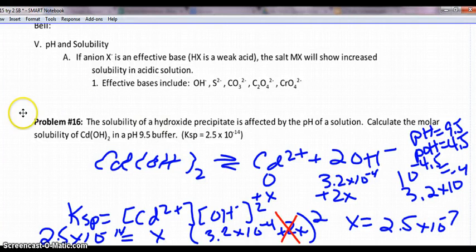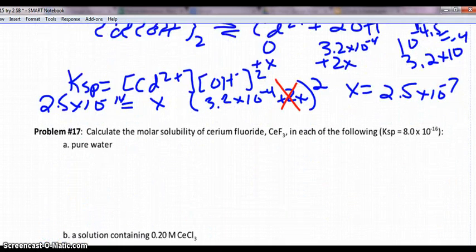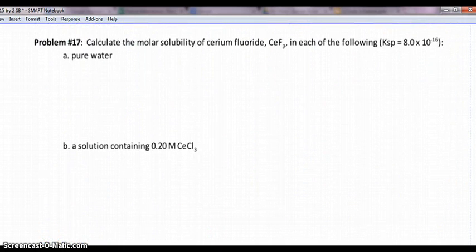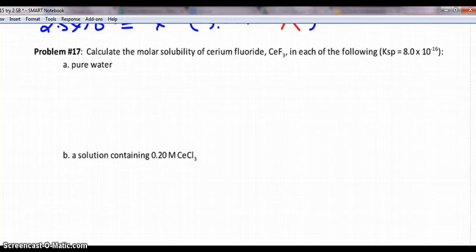All right, so this next one I think is a very good problem. I like this problem a lot. What you are doing is seeing the effects of the common ion. So the first one is without the common ion. Part B is with your common cerium ion. And then part C is your common fluoride ion. So go ahead and work these problems out and see how you do. Pause this, do the problems, and then check your work.